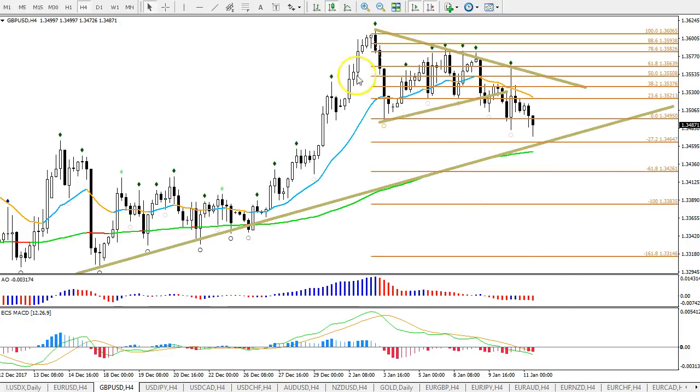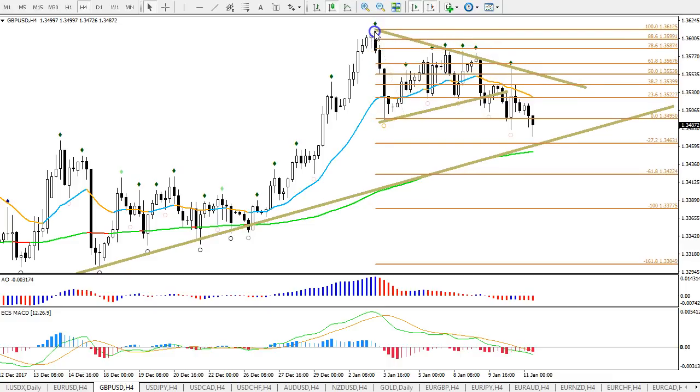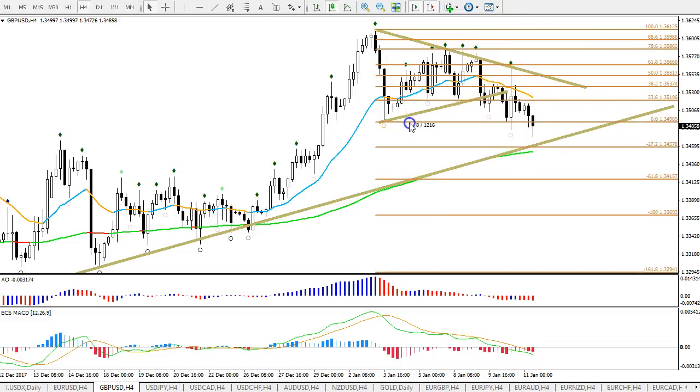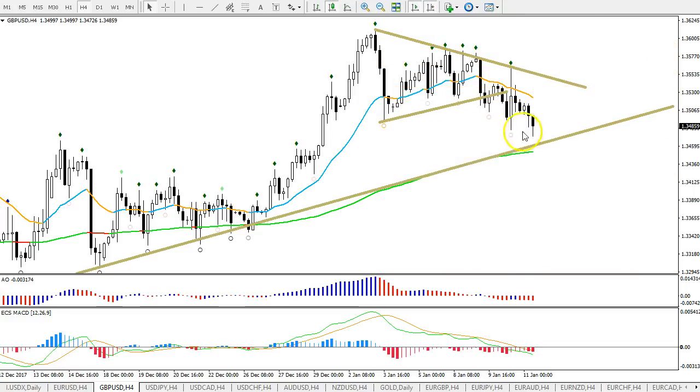And price could bounce at these targets, at the minus 272 target, and minus 61.8 target at 134.60 and 134.25. All right, so 134.60 and 134.25. Those could be the bouncing spots for a rally to the upside, and pound dollar might make one more wave 5 if this is a wave 4.